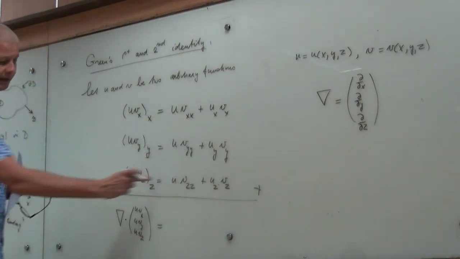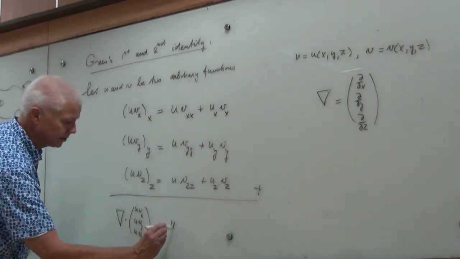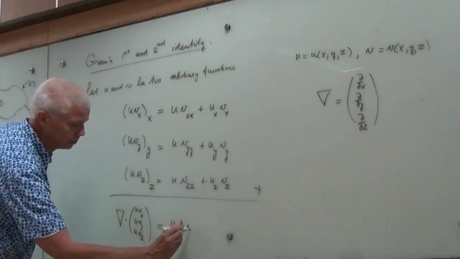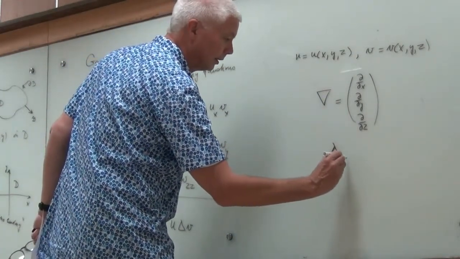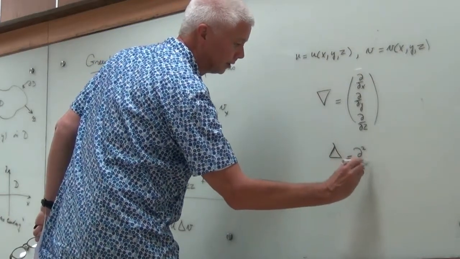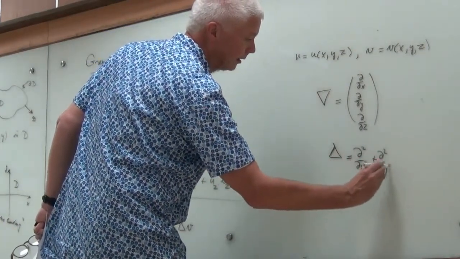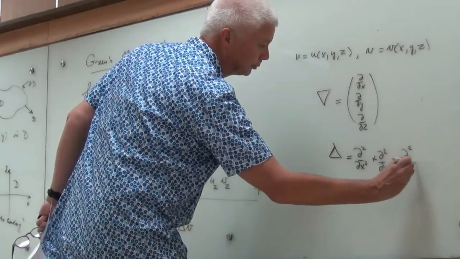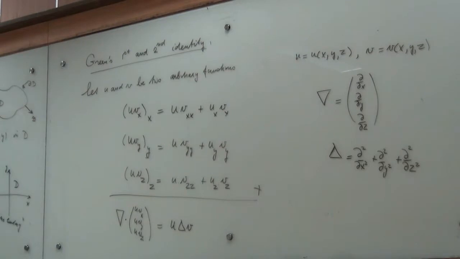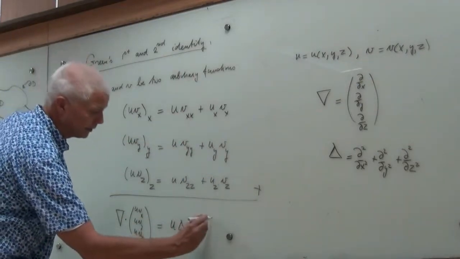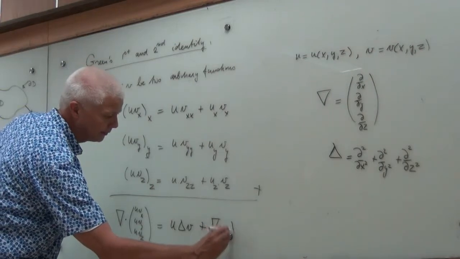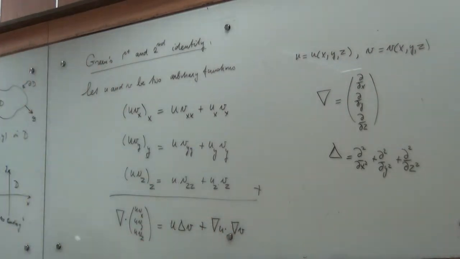If I add those 3 components, then I can take out U, and I can write this as U times the Laplace of V. Because the Laplace of a function is just the second order derivative with respect to x, plus the second order derivative with respect to y, plus the second order derivative with respect to z, if I'm working in 3 dimensions. And the last terms add up to the inner product of the Nabla operator acting on U with the Nabla operator acting on V.